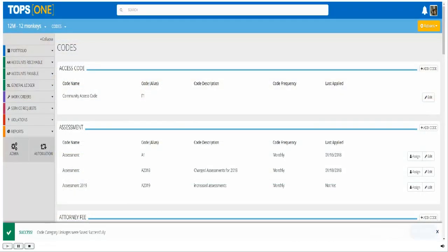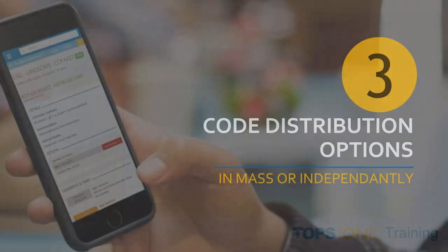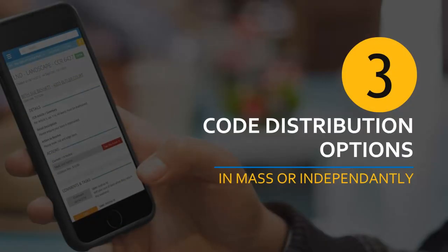Some codes, considered non-recurring charge codes, sometimes referred to as miscellaneous charges, are not assigned or applied on a regular scheduled basis, and have no need for an assignment functionality beyond it. Chapter 3, Code Distribution Options.